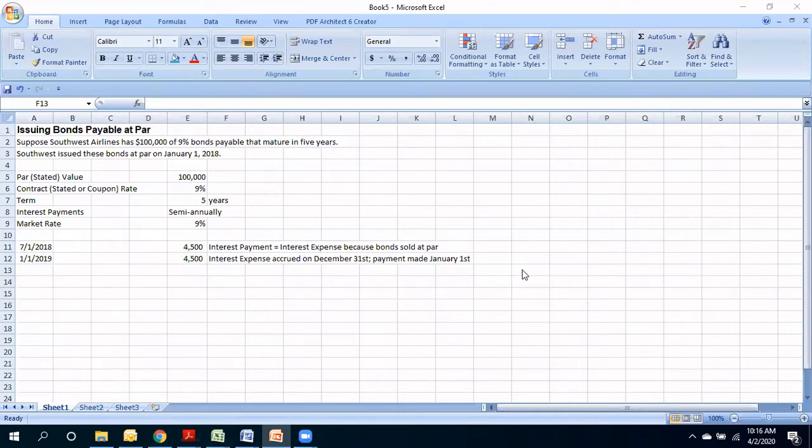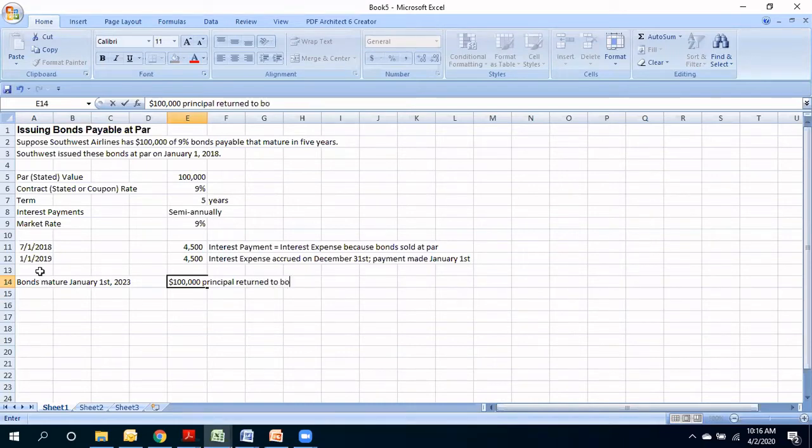January 1st of 2023, the bonds mature. And what happens when those bonds mature? We've already paid the interest, so we're going to pay back $100,000 of principal, returned to the bondholders. Not too complicated.